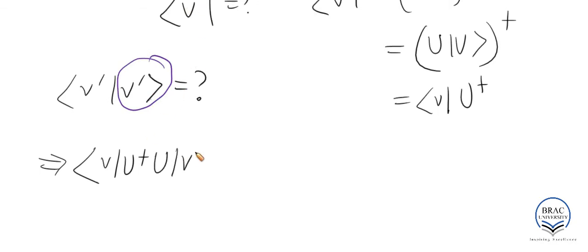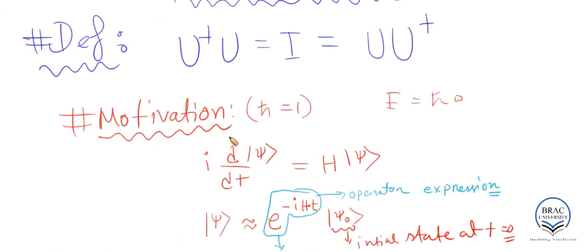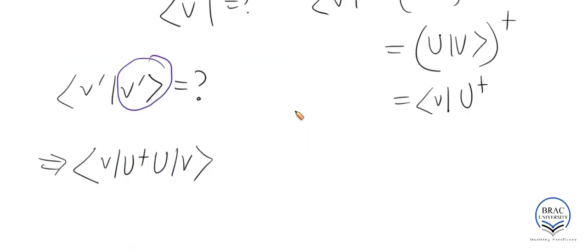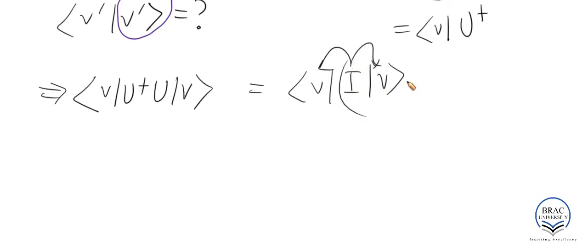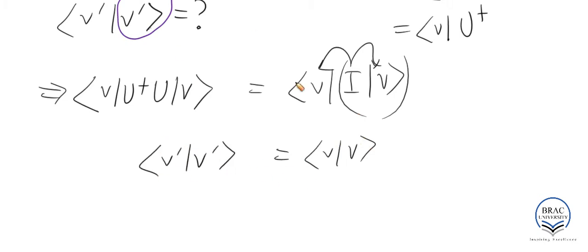But U dagger U, according to this definition, is just the identity matrix. So you write bra v identity ket v, and identity acting on any of this, it can act on this or it can act on this, it doesn't matter. For our convenience, let's just act identity on this vector, that is the ket. So this will only be the inner product of v with v, and you can see that the inner product for v prime is the same as the inner product for v.